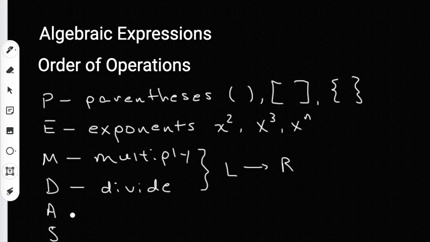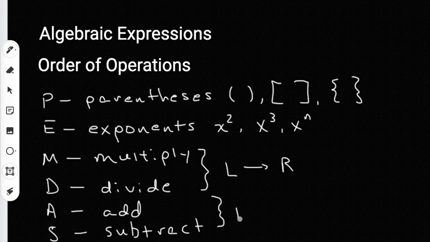And then the last two are going to be A and S. The A stands for add, and the S stands for subtract. So you're going to be doing both of these operations from left to right as well. What that means is, basically, the two steps are done concurrently, which means at the same time. If you see division before multiply, then you would do the division first. If multiplication was before division, you would do the multiplication first. So it all depends on which one of those two are on the left side and which one of those two are on the right side.